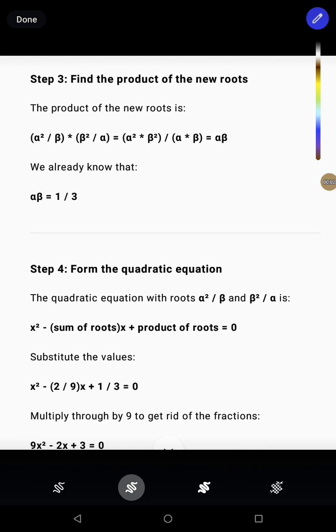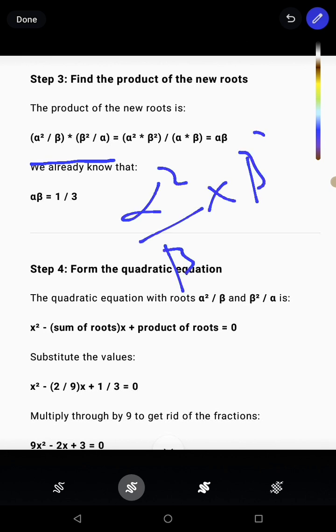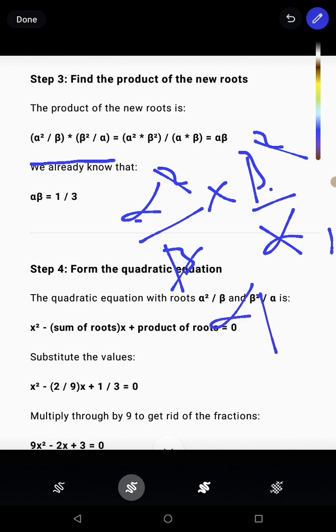Now the next thing we do is go straight to the product. I said once they give you new roots, find the sum, then get the product. The product will be alpha over beta squared times beta over alpha squared, that's what we have here. You know how that's going to look. That will be alpha square over beta times beta square over alpha. Alpha cancels alpha, beta cancels beta. So you are left with alpha times beta, which is actually the product. So alpha beta is what? We already said the product of the roots is 1 over 3. So the product of our new roots is 1 over 3. Beautiful. Maths can always be beautiful.